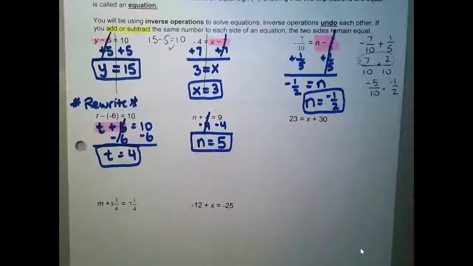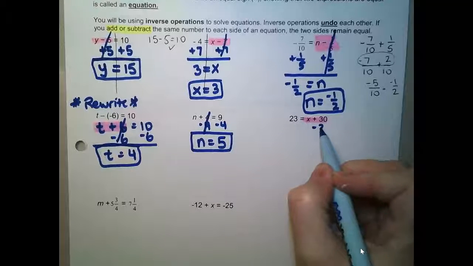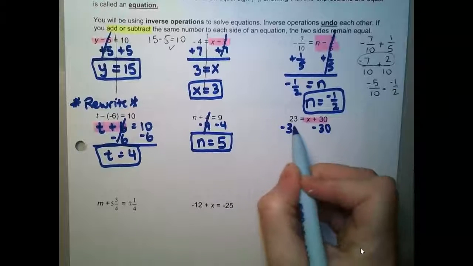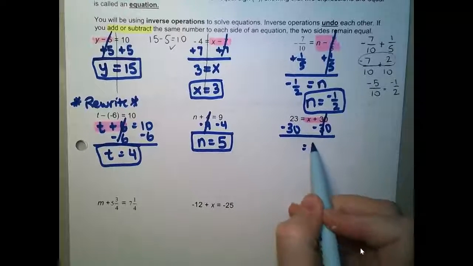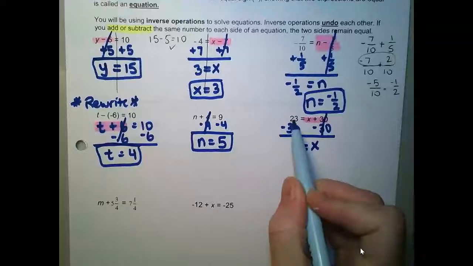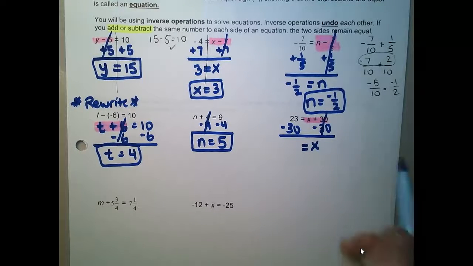This one has the variable on the right, x plus 30 on the right. The inverse of plus 30, I was thinking already, was the minus 30. So I'm going to subtract 30 on the left and subtract 30 on the right. I still have my x on the right. I've got my equal sign in the middle. I just need to do 23 take away 30.